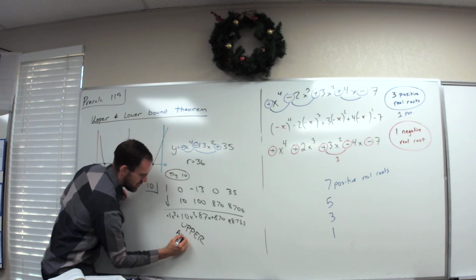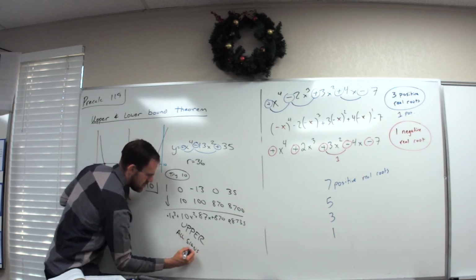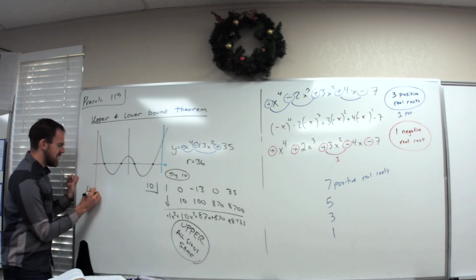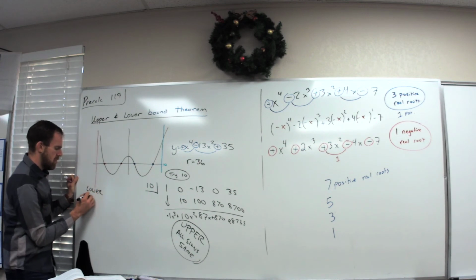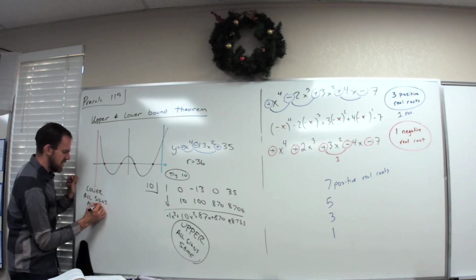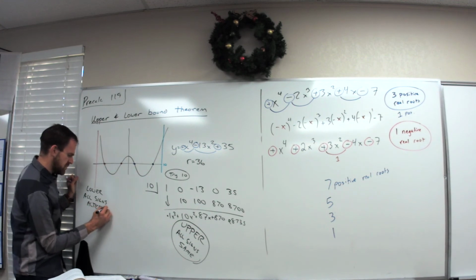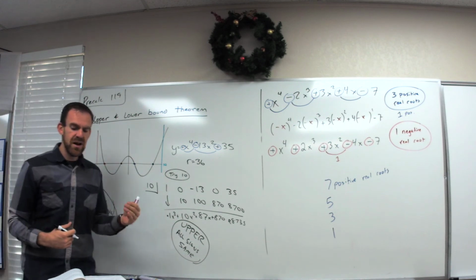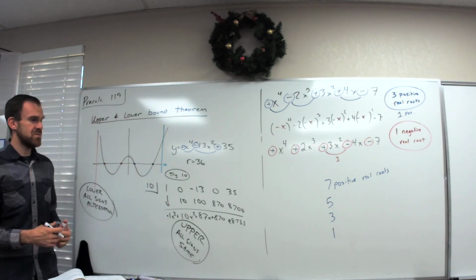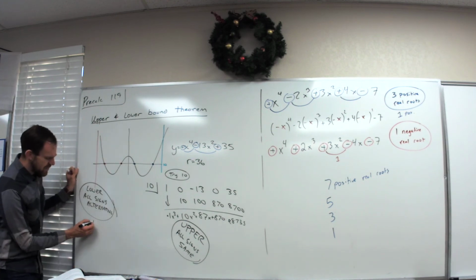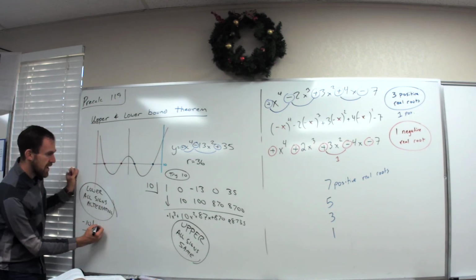So for the upper bound, just to reiterate, you want all the signs the same. But for the lower bound, you need all of the signs alternating. So you need a plus, minus, plus, minus, plus, minus, or minus, plus, minus, plus, minus, plus. So let's try a lower bound of negative 10 and do the same thing.